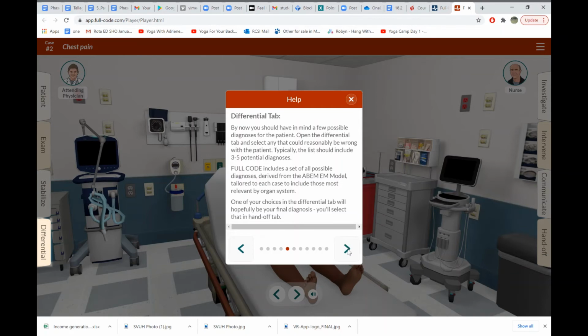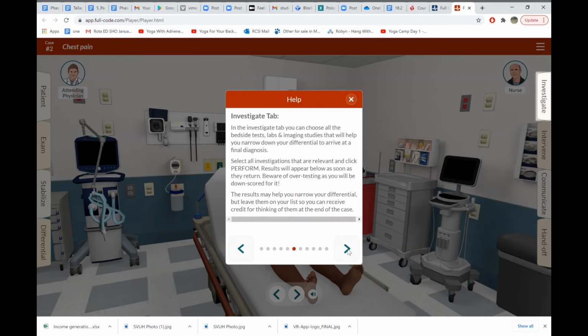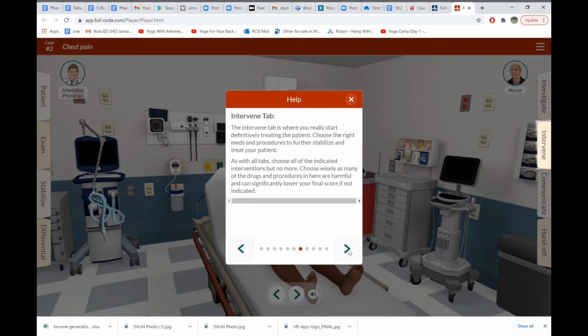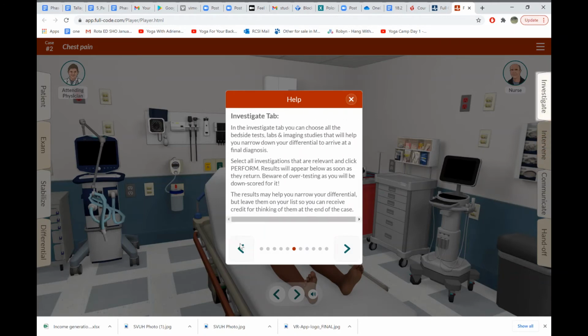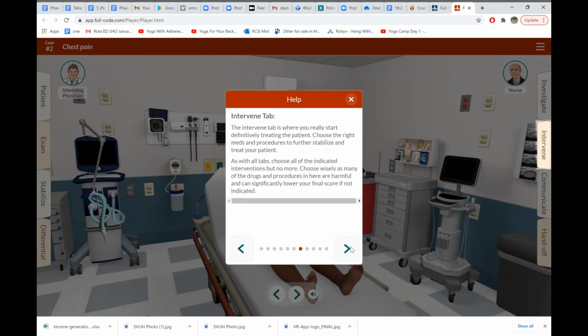You pick your differentials and then you choose your final diagnosis when you're handing over your investigation. So that's, I assume, your blood tests and your x-rays and everything. Okay. What's that last thing there, actually? Results may help, but leave them on your list so you can receive credit for thinking of them at the end of the case. Your differentials. Okay. So they want you to come up with loads of differentials and then rule them out based on your blood tests. Okay, we'll see about that then.